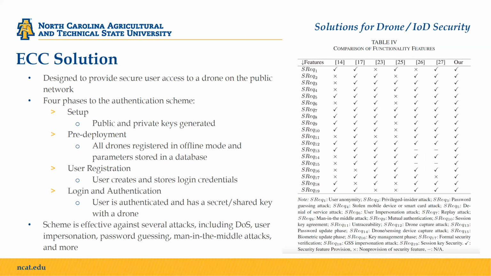The server stores a generated ID in the memory of each drone before deploying them into the field and storing the parameters of the drone in the server's database. The third phase is user registration, where an unregistered user registers with the server to receive surveillance data from a drone. The user generates their login credentials during this phase. The fourth and final phase of the system is login and authentication. During this phase, the registered user is authenticated and shares a secret/shared key with the drone for real-time surveillance data. This authentication scheme has proven successful against user impersonation, man-in-the-middle, denial of service attacks, and much more.